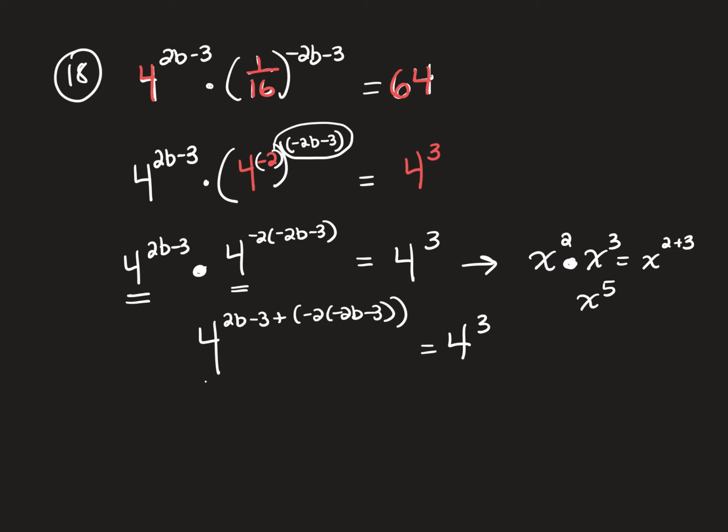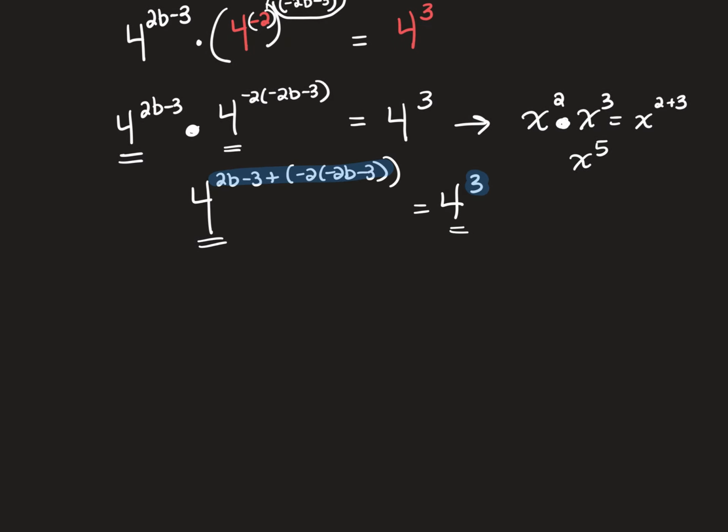Now because I have a single base and they are the same on both sides, I can say that these exponents have to be equivalent. So what I could write next would just be 2b minus 3 plus, and then I'm going to go ahead and distribute this while I rewrite it, plus that's going to be 4b plus 6 equals 3.